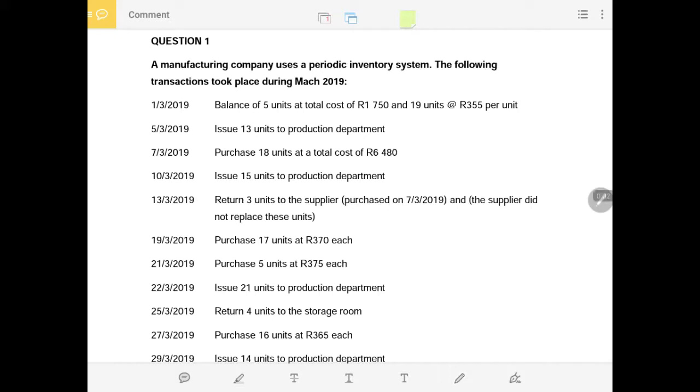Good day, students. Once again, I'll be recording this question 1 on the inventory stock card. This inventory stock card is for a manufacturing company that is using a periodic inventory system, and we are provided with the transactions that took place during the month of March in the year 2019.